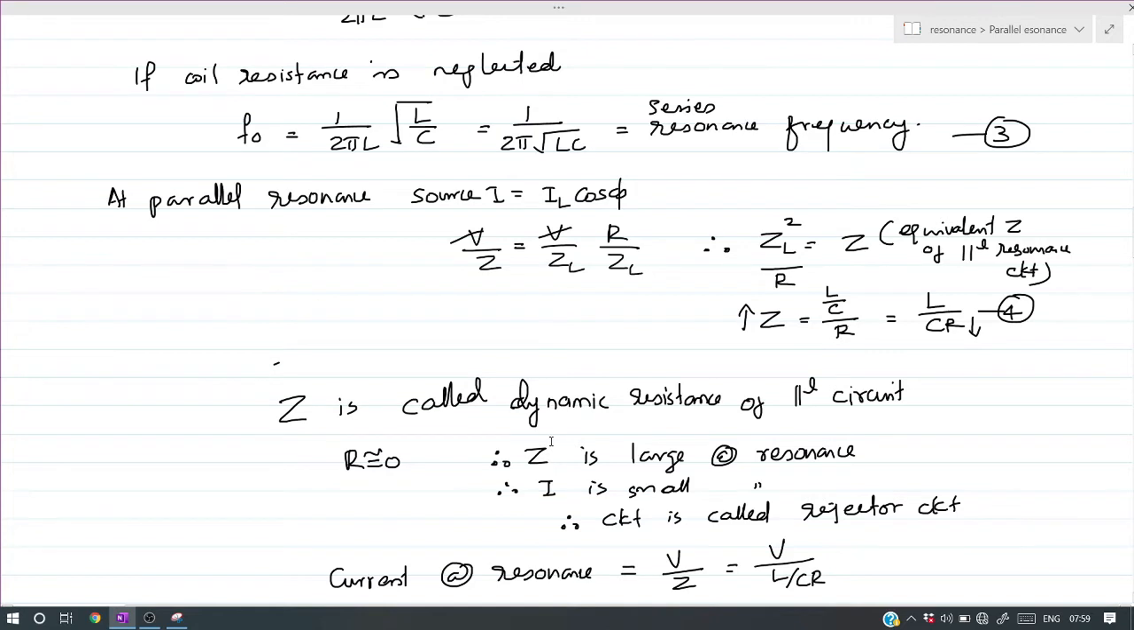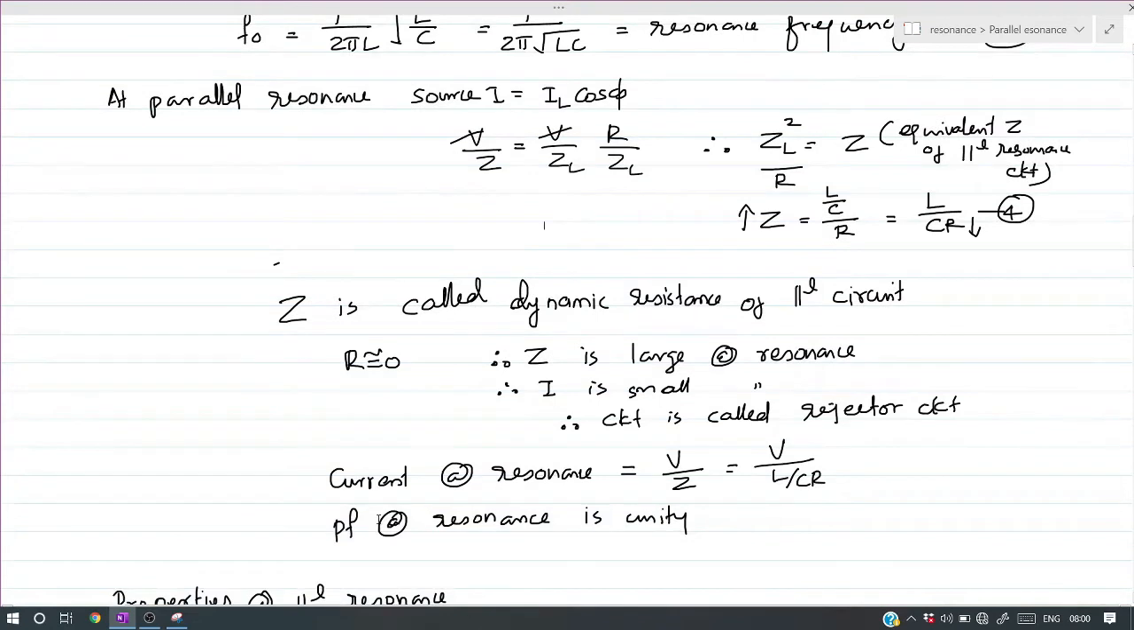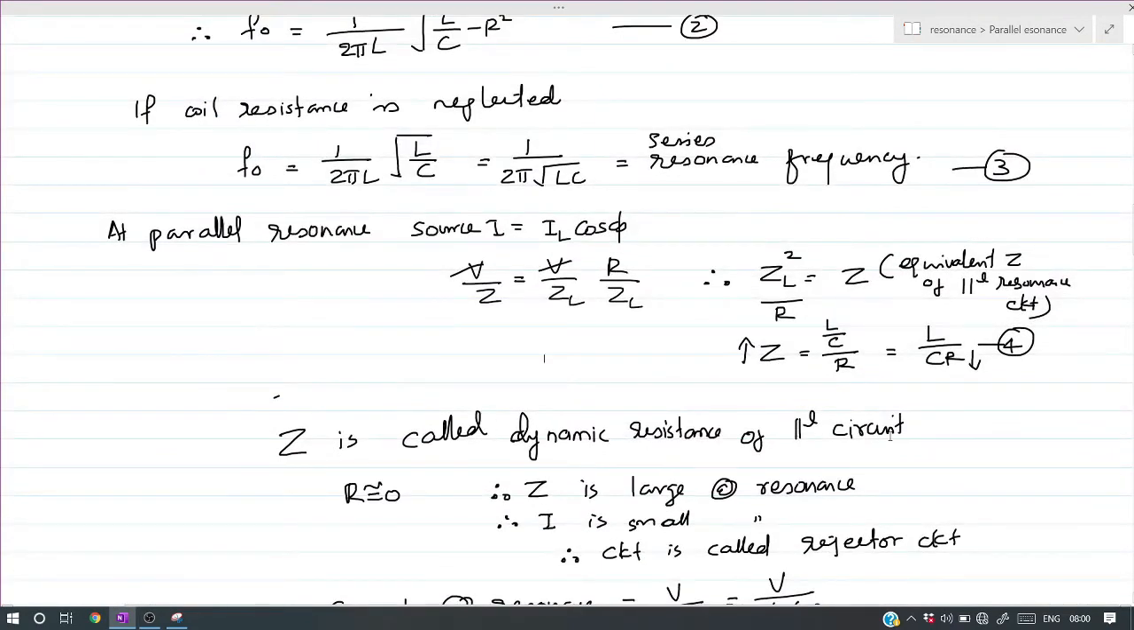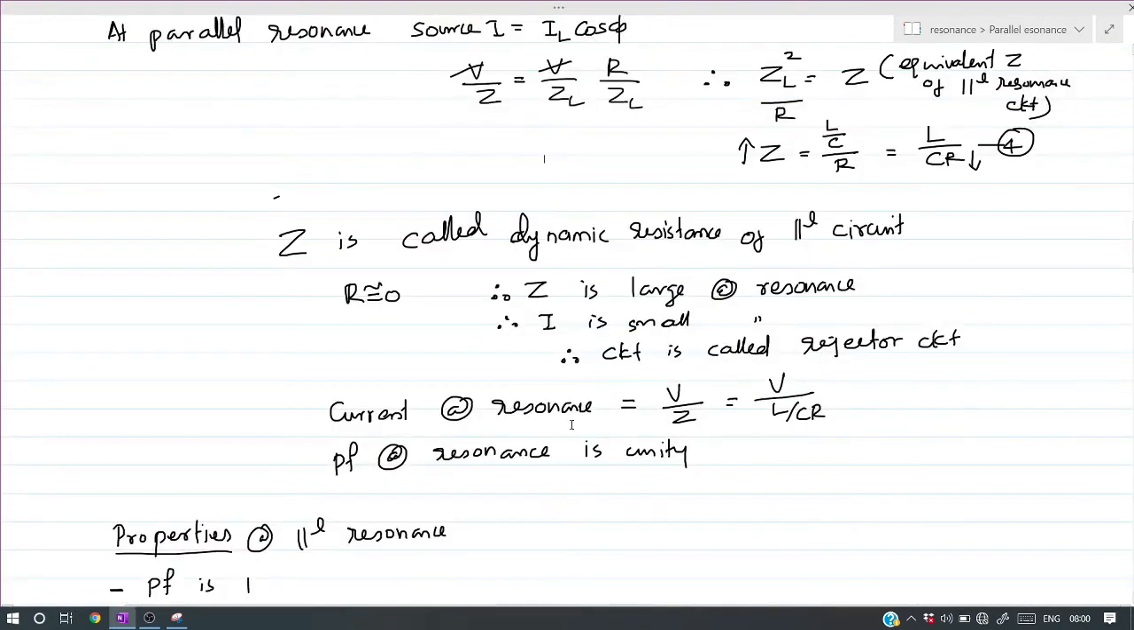If impedance is large for a circuit, current is very small. At resonance, we are talking about resonance, and therefore if current is small at resonance compared to the non-resonance condition, the circuit is called a rejector circuit. Then how to find out current at resonance? Current at resonance is V divided by Z, where Z is the dynamic resistance of the parallel circuit, the net impedance of that parallel circuit. So Z is equal to L divided by CR. Current at resonance is V divided by L by CR.